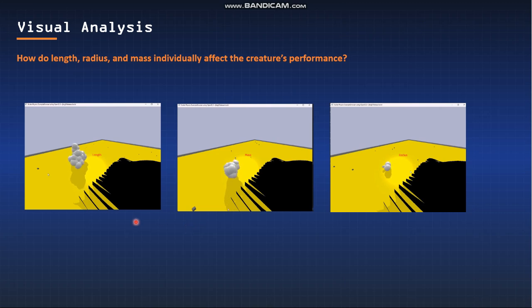So when we compare the three traits visually, the creature with longer limbs moves the most, but looks wobbly and unstable. The one with larger mass looks bulky and moves moderately. The creature with a larger radius looks small and barely moves.